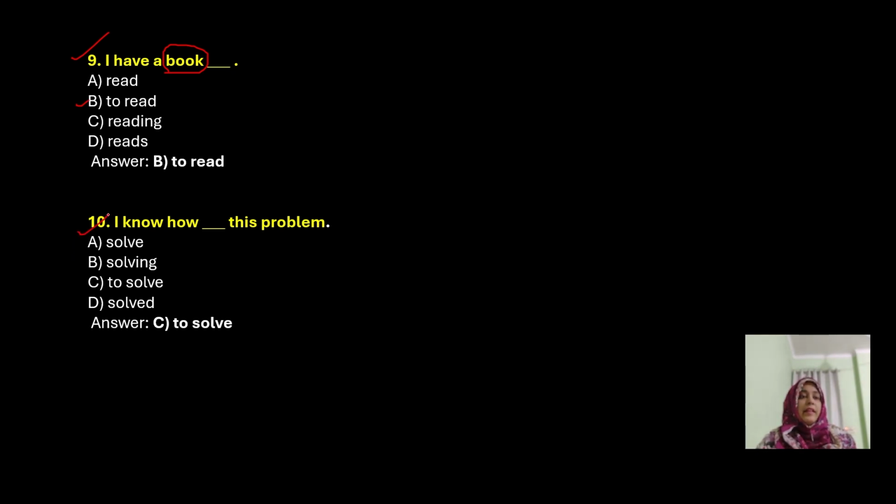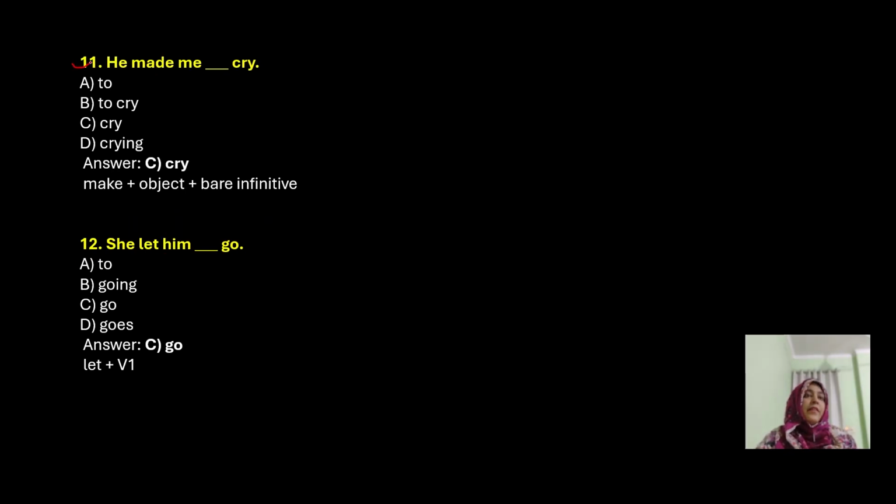Coming to the 10th sentence, I know how dash this problem. I know how to solve this problem. You can see how. I have told you the rule about the question. If there is a question word in the sentence, you have to use infinitive. So what I have already taught you before, here we are applying that. To remember, to recognize what? Infinitives. Fine.